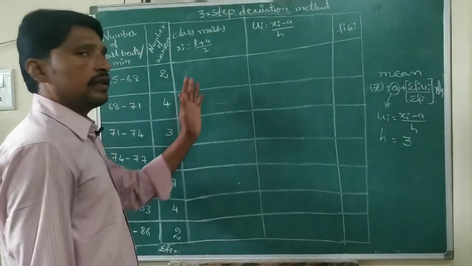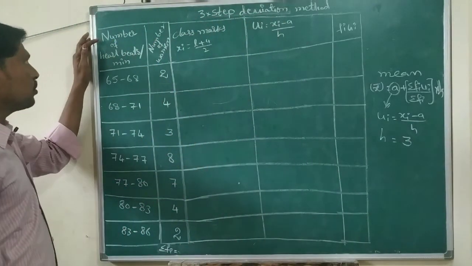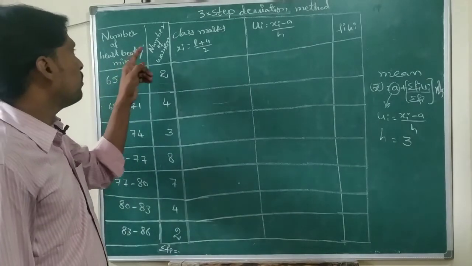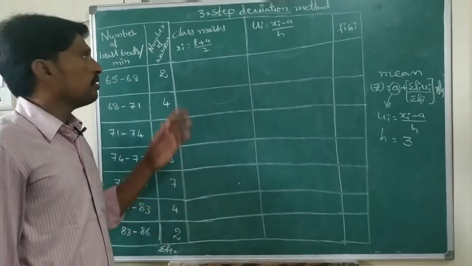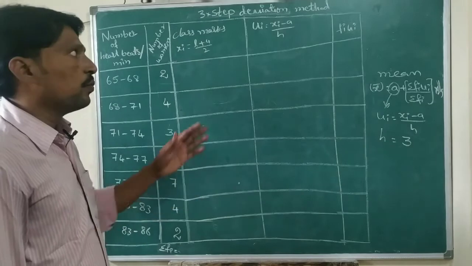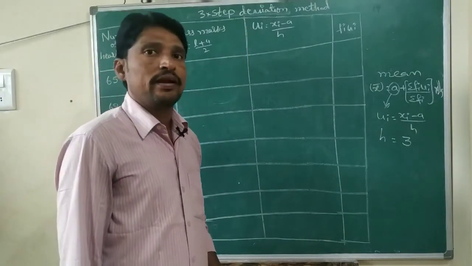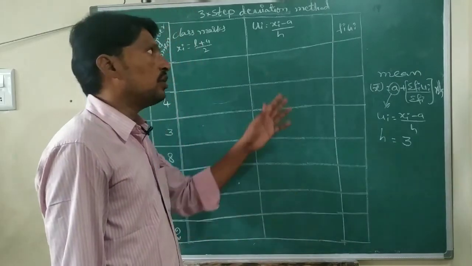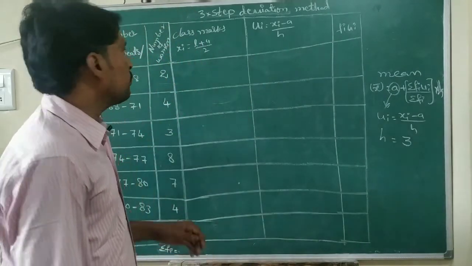So here I have written the table. In the table I took the number of heartbeats per minute as class intervals, the number of women as frequencies, class marks xi equal to (L plus U) by 2, ui equal to (xi minus a) by h, and fi ui, the product of frequency and ui.